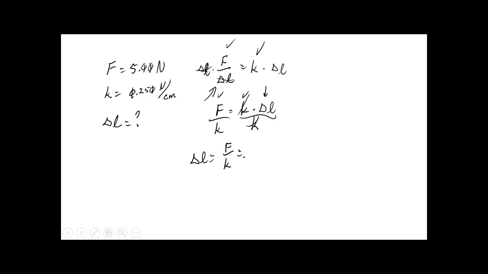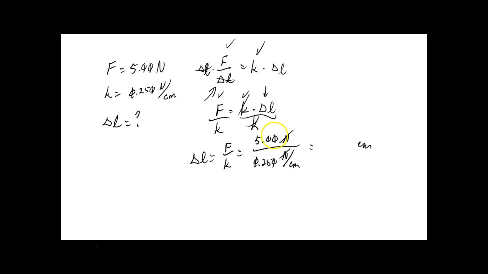Well, let's see if that works unit-wise. F is 5.00 newtons divided by 0.250 newtons per centimeter. The newtons are going to cancel out, and that leaves you 1 over 1 over centimeter, which is centimeters. So yeah, that's going to give you centimeters. That's a good delta L. And what's that value?